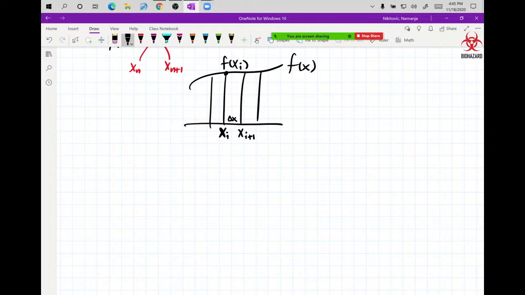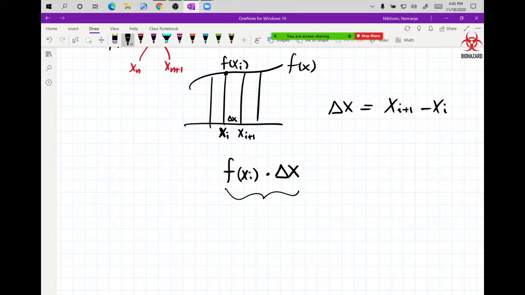So xi. So what is my delta x from this picture? Well, it's xi plus 1 minus xi. So I can calculate delta x easily. I don't have to worry about that, because those are given right on this picture. And the area of the single rectangle is going to be f of xi times delta x. So this is what I'm going to label as one rectangle, right? One rectangle.